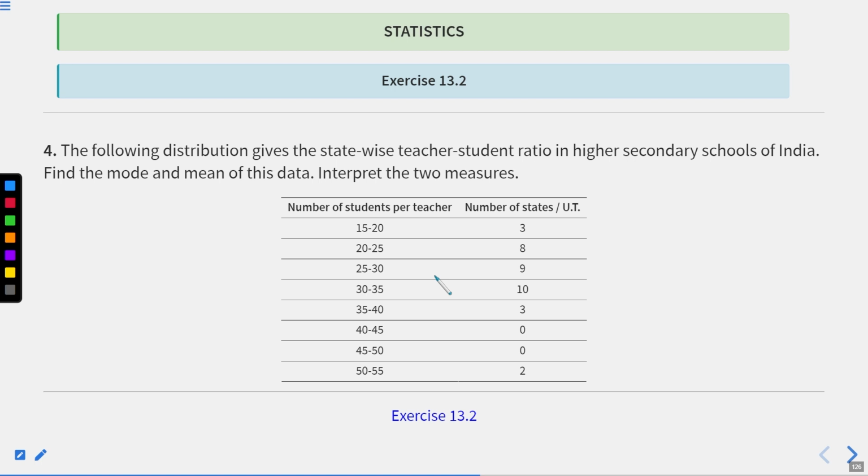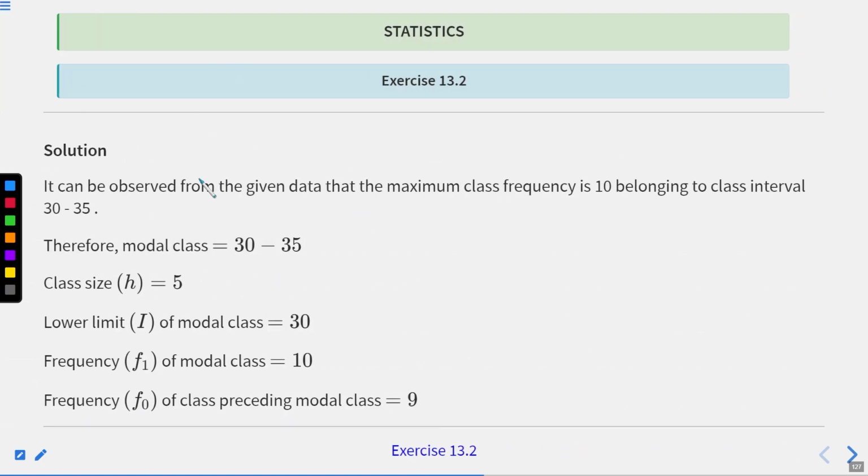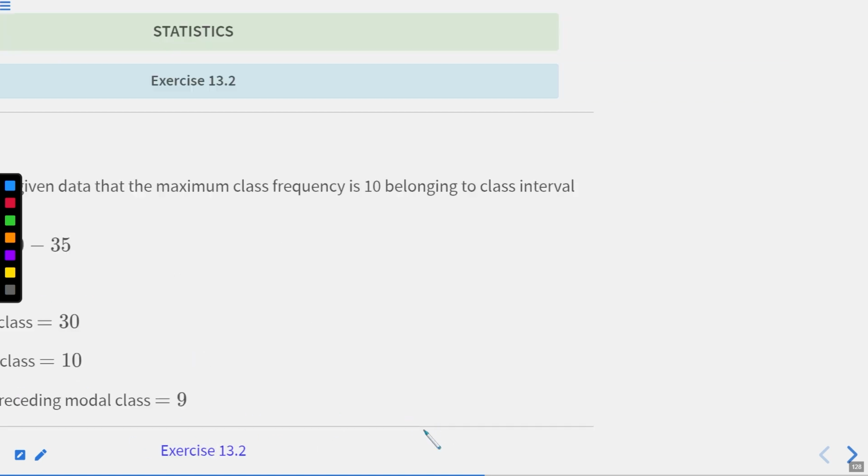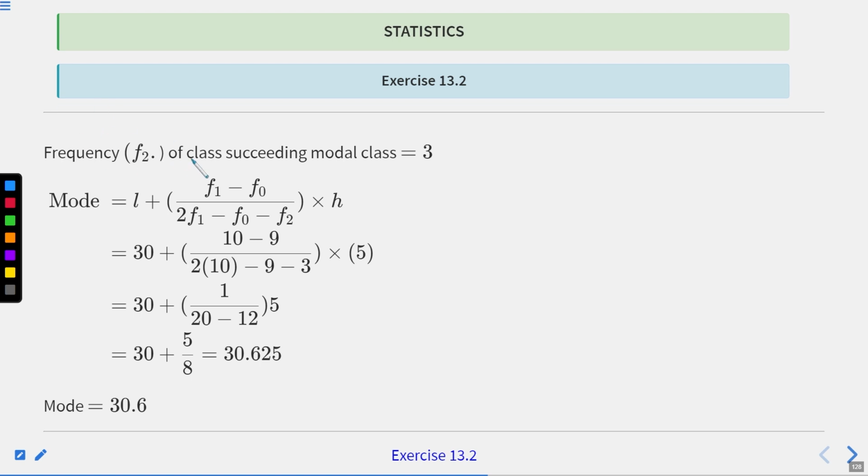If you use this table, it can be observed from the given data that the maximum class frequency is 10, belonging to the class interval 30 to 35. Therefore the modal class is 30 to 35, and class size h is equal to 5, and the lower limit of the modal class is 30, and frequency f1 of the modal class is 10, and frequency f0 of the class preceding the modal class is 9. And frequency f2 of the class succeeding the modal class is 3.